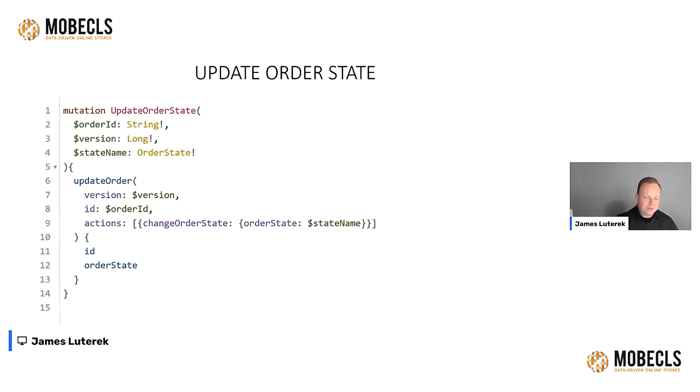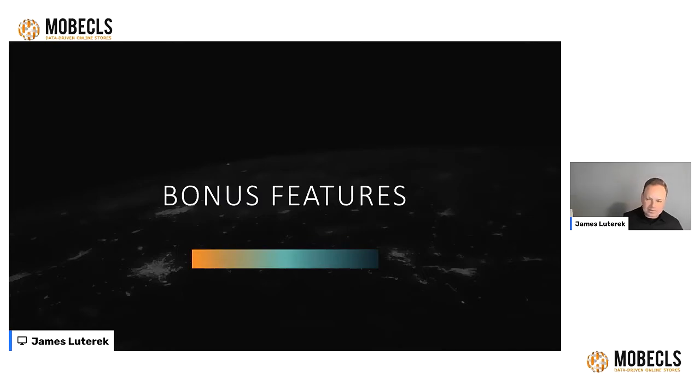And then with mutations, you also have the opportunity to ask for fields back. So here I'm saying, hey, after you make this change, can you send me back that order ID and that order state so that I know that it was applied successfully, and I can display that back to the user. So that's all pretty basic stuff on the GraphQL side. So let's talk about some of the bonus features that come with GraphQL and partly why it's become so popular.